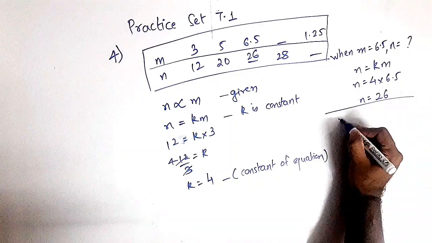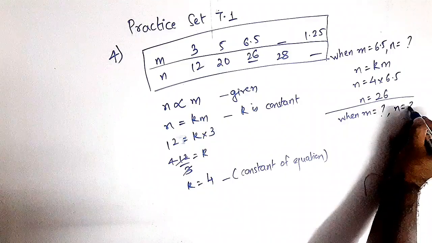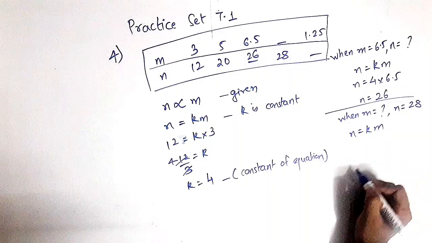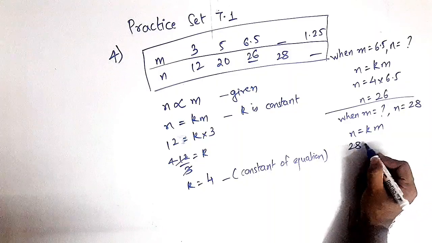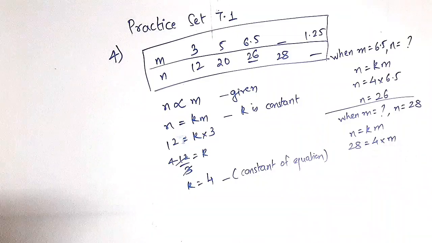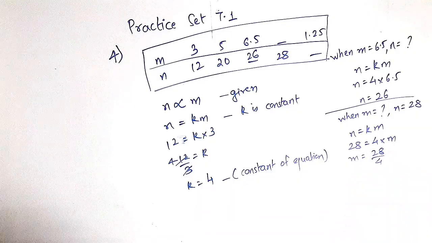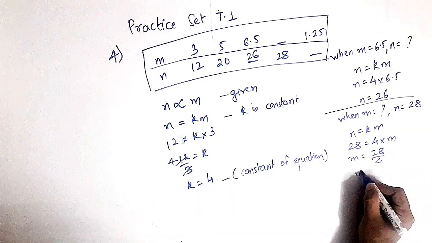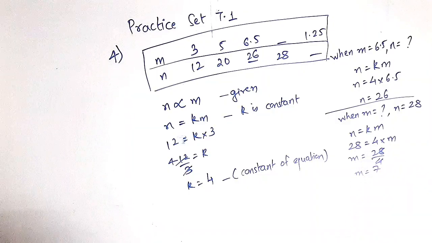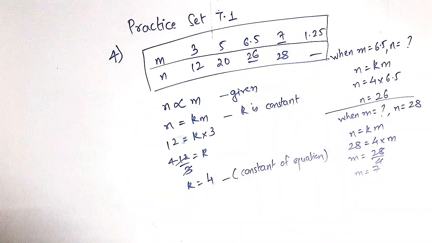Okay, second one is when m is equal to question mark, n is equal to 28, then we'll write the equation of variation. n is equal to km, 28 is equal to, k is 4, m we don't know. m is equal to 28 by 4. m is equal to, this is 7. Okay, so we got here m is equal to 7. Then we'll do the third one.